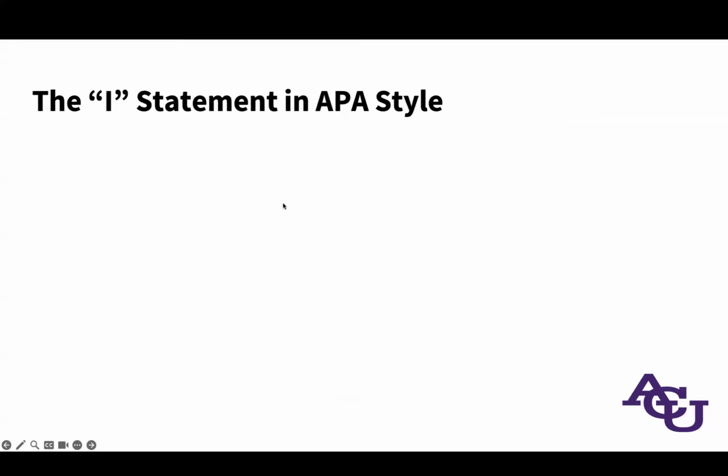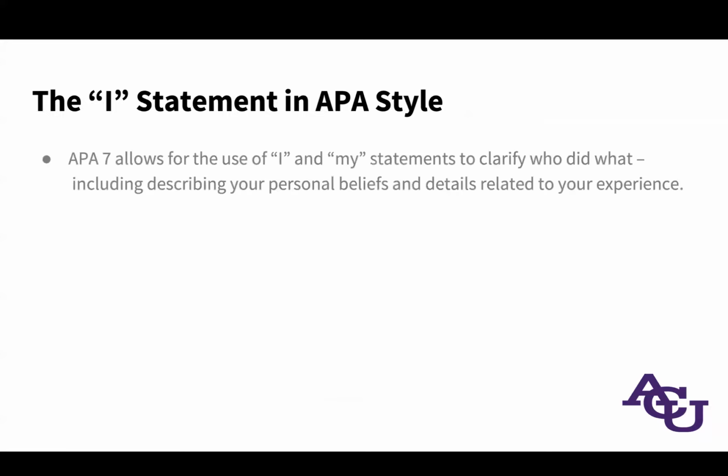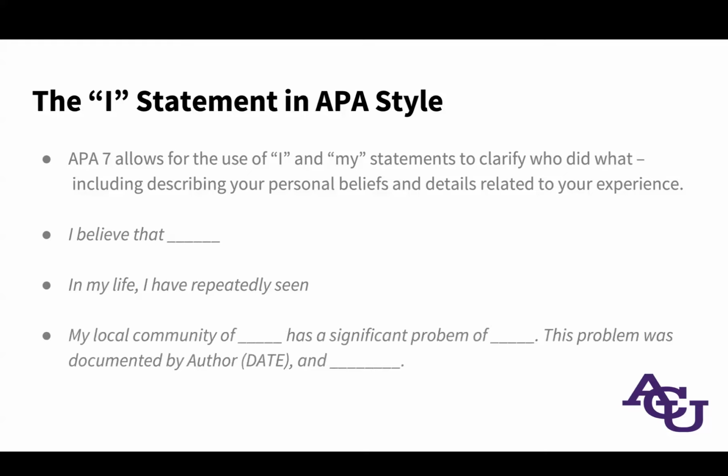Now, when you're writing about the Bible, you may frequently be talking about your own interpretation and using I statements. And that is specifically allowed in APA style and encouraged for when you're describing your personal beliefs and details related to your experience, because that clarifies who you are referring to. I believe that X. In my life, I've repeatedly seen whatever it is. Now you can mix that with a discussion of scripture, but we're starting off, if you're clarifying, this is my belief or this is my interpretation, using I, my, mine is very helpful.